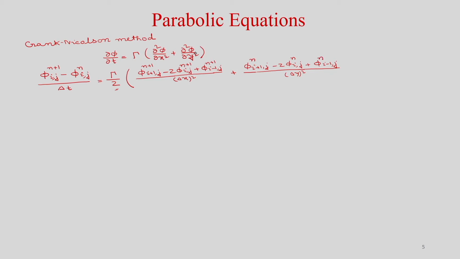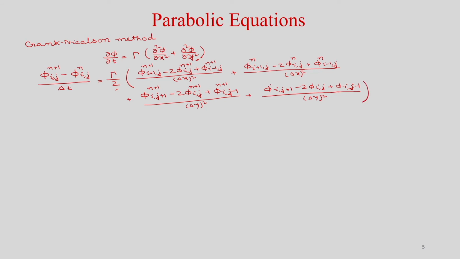Okay. Similarly, del 2 phi by del y square, this also you discretize, plus phi i j plus 1 minus 2 phi i j plus phi i j minus 1 divided by del y square, okay, at time level n plus 1, and plus phi i j plus 1 minus 2 phi i j plus phi i j minus 1 divided by del y square. Sorry, this is your delta x square. Okay. At time level n.